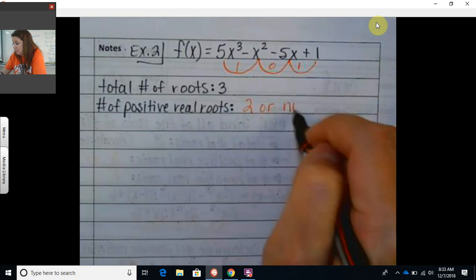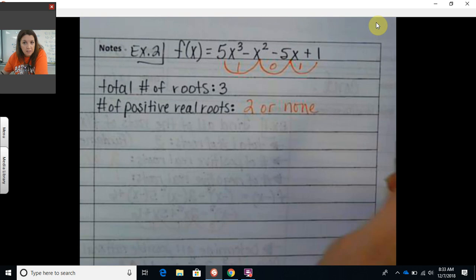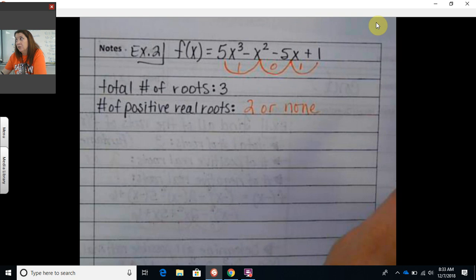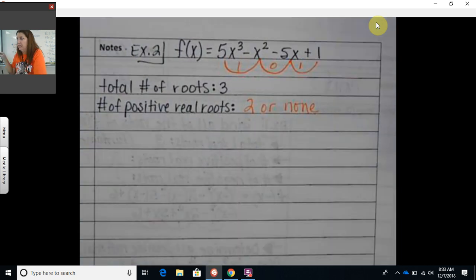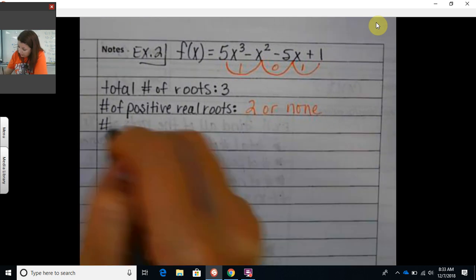Sometimes we get confused with 0. We think we're supposed to have a 0 as a real root. 2 or none, or 2 or 0 real roots. That's it. That's the only possibility. Don't forget to reduce it by 2, because a lot of times we do, and then when we end up not having any, we get confused because we're supposed to have 2. Well, you're supposed to have 2 or you're supposed to have none, right? Number of negative real roots.